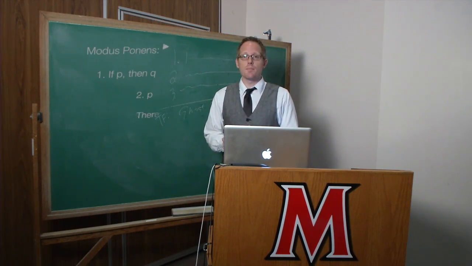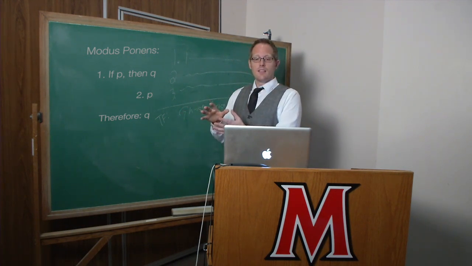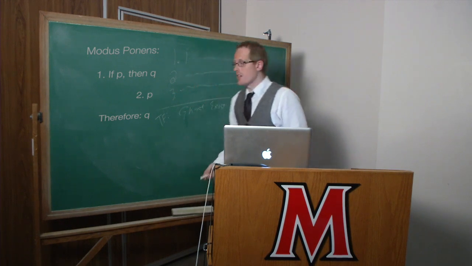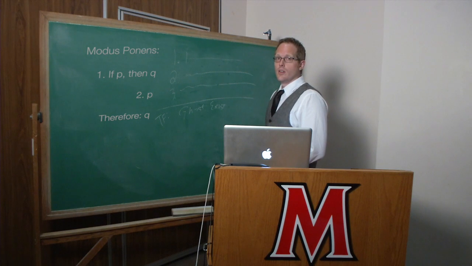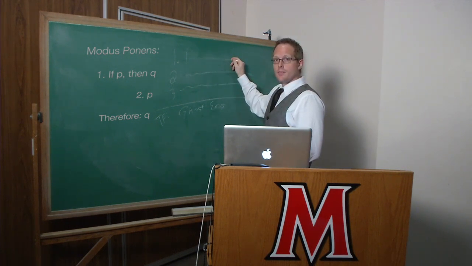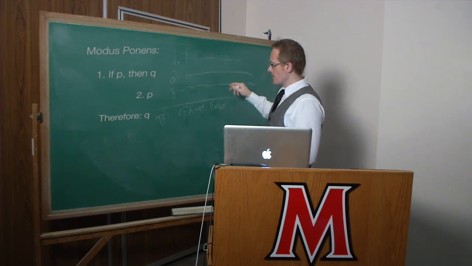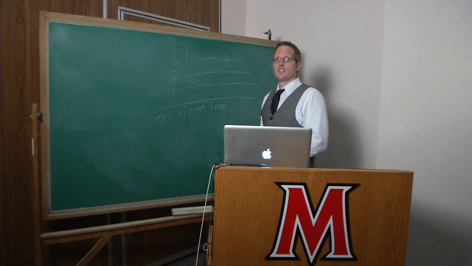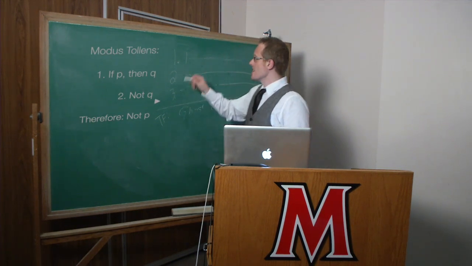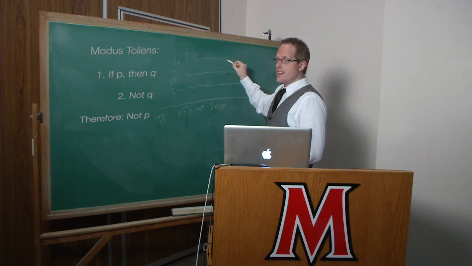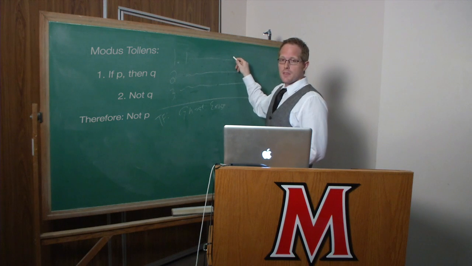Modus ponens very simply says, if P, then Q, P, therefore Q. If we were to put it into logical form, if P then Q, P, therefore Q. If I am standing at this podium teaching, I must be the professor. I'm standing at this podium teaching, therefore I must be the professor. A simple example. Modus tollens looks a little different. It says, if P then Q, not Q, therefore not P. If I am standing at this podium, I must be the professor.